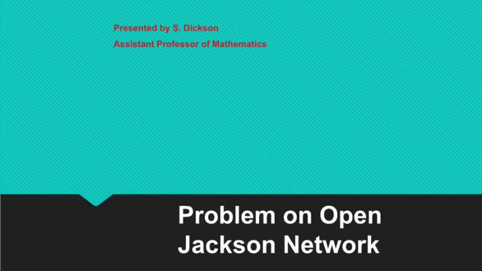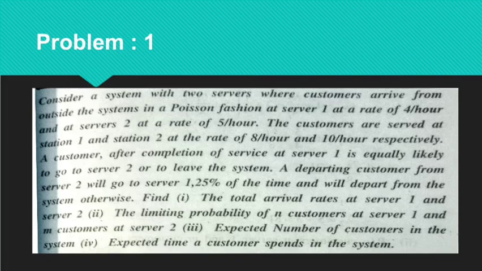I'm going to solve some problems from the Open Jackson network. So problem number 1: consider a system with two servers, that is two facilities, where customers arrive from outside the system in a Poisson fashion at server 1 at a rate of 4 per hour and at server 2 at a rate of 5 per hour.